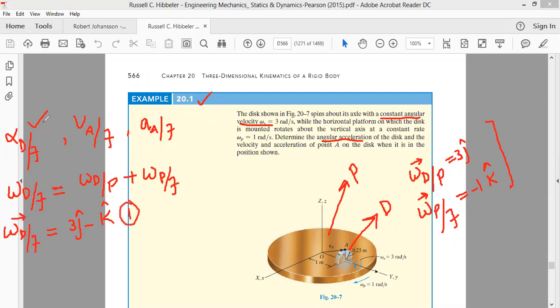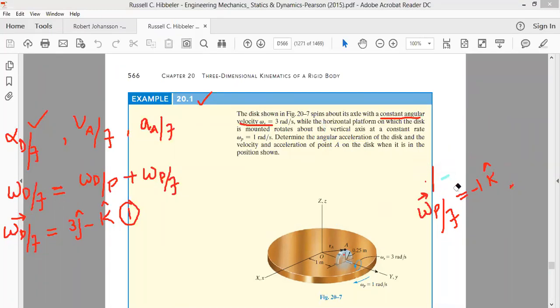Now let me calculate the angular acceleration of the disk with respect to the ground. How do we calculate it? The last expression that we had, when we were talking about the angular acceleration vector, at that time we had the expression for angular acceleration.